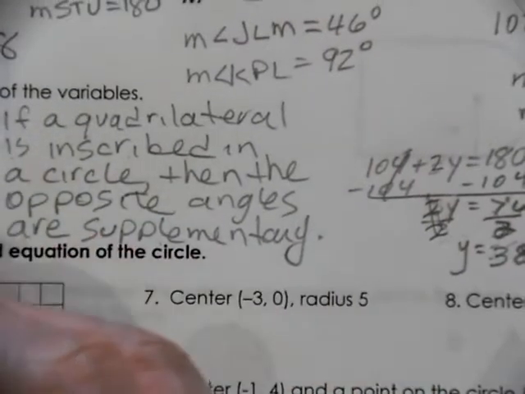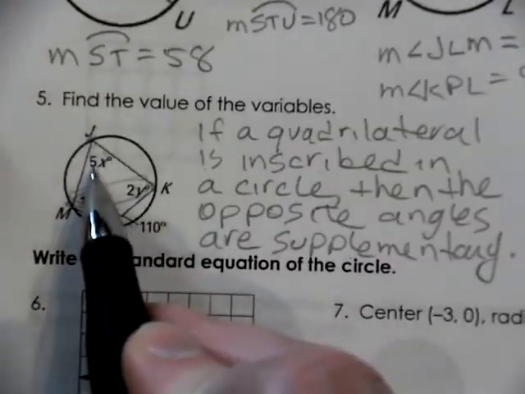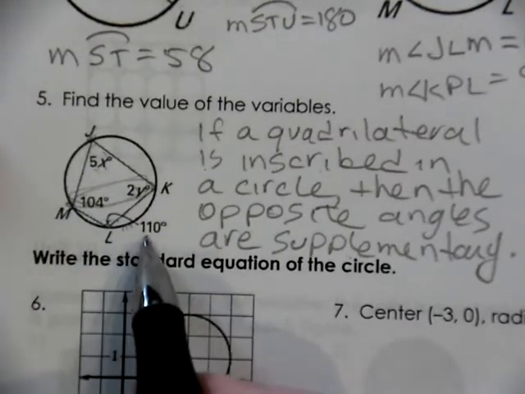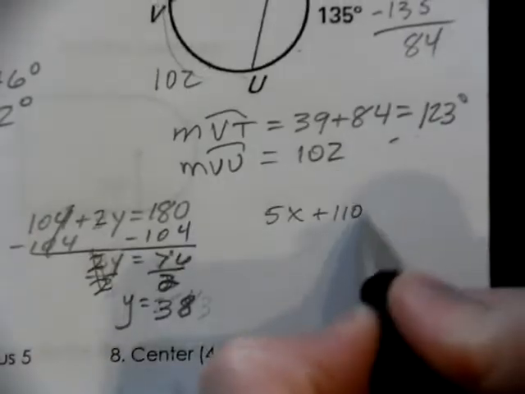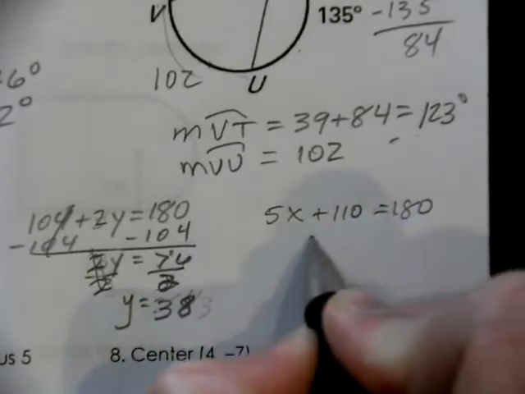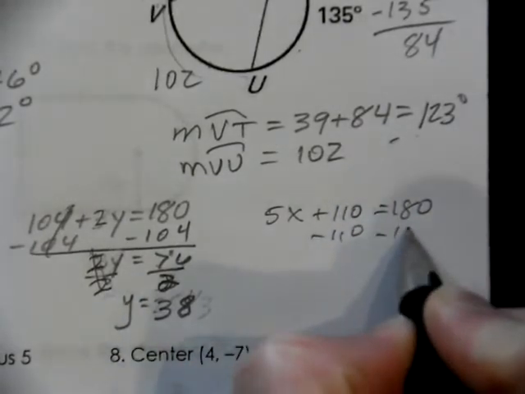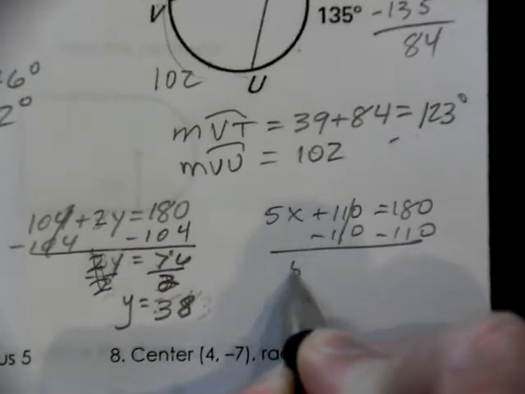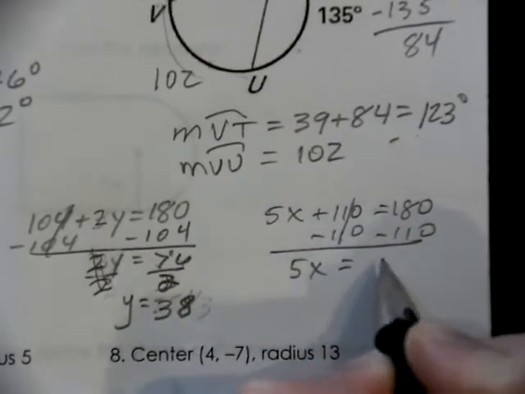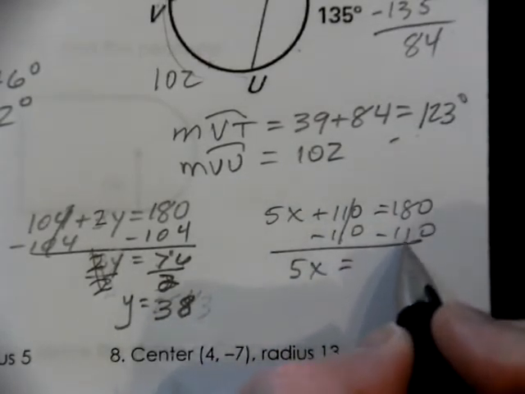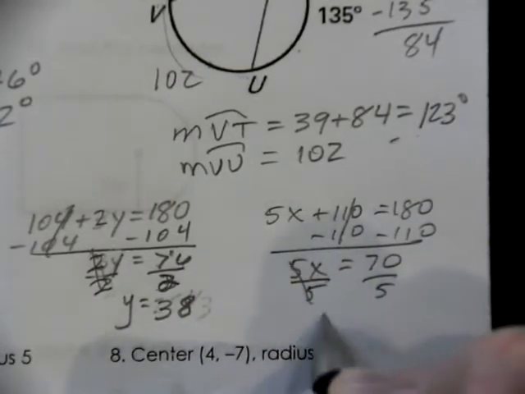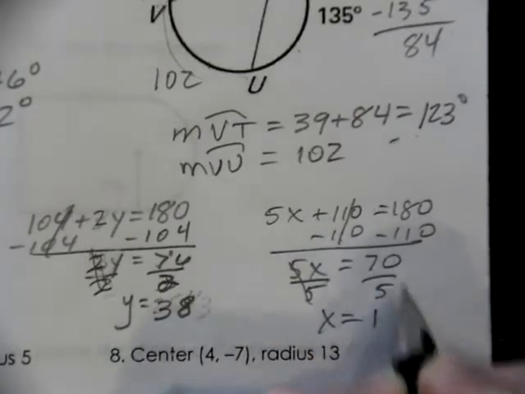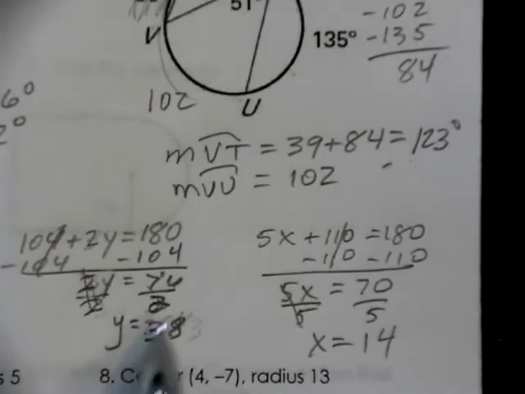And then the x value, we have 5x and we have 110. They're going to add up to be 180, because opposite angles are supplementary if it's a quadrilateral that's inscribed in a circle. So x is 14.